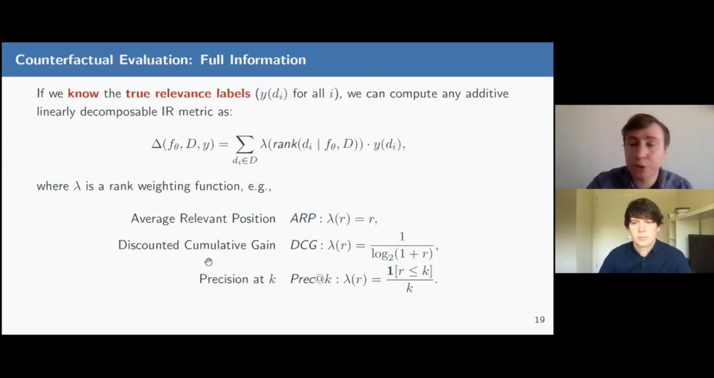But you can also compute other IR metrics. For example, DCG, by plugging in this form of lambda, 1 over the log of 1 plus r, where r is again that rank of that document after sorting by those scores, we would get DCG out of this. So this is sort of a general phrasing of certain IR metrics that we can use. Of course, the key component here is that we know these true relevance labels. We have this labeling function y that tells us what's the relevance label for a given document.